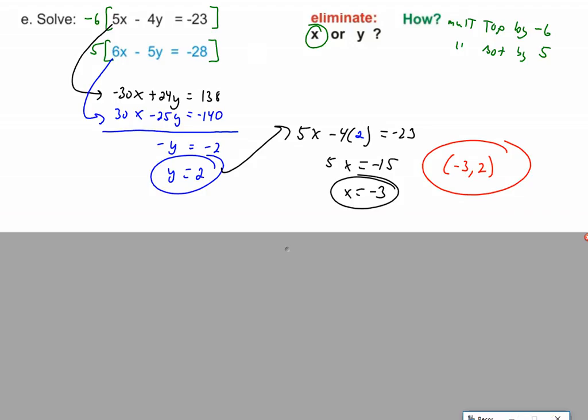Curly. So, you know how you put negative 6 on top? Could you have put negative 5 on the top? Yes. So you could have done a positive 6 on the top and a negative 5 on the bottom.